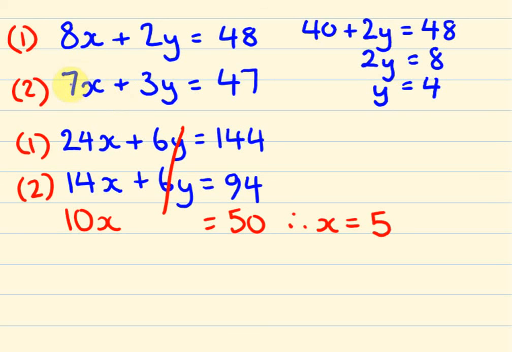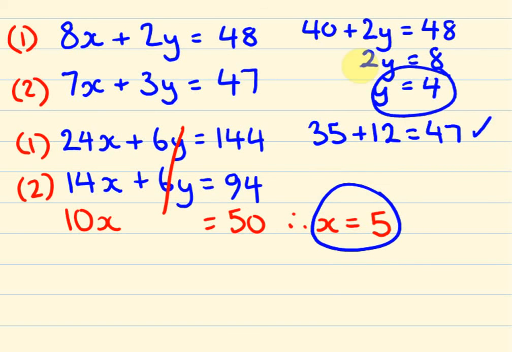I'm going to substitute it into this second equation here. So if x is 5, 7 times x is 35, plus 3y, so 3 times 4 is 12, and indeed the answer is 47. The answer is correct, and therefore our two numbers are correct. y is 4 and x equals 5.